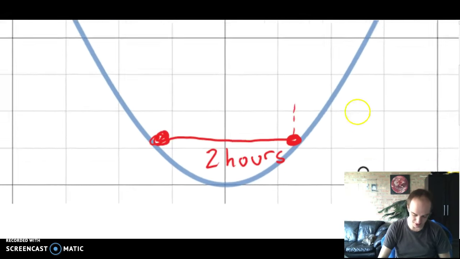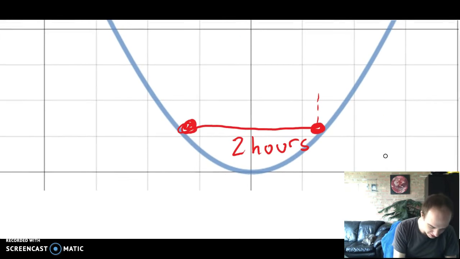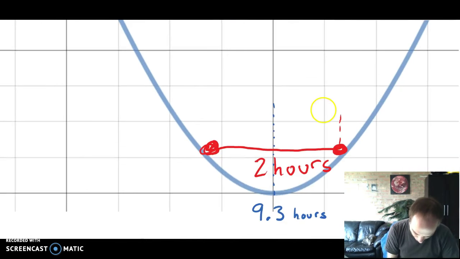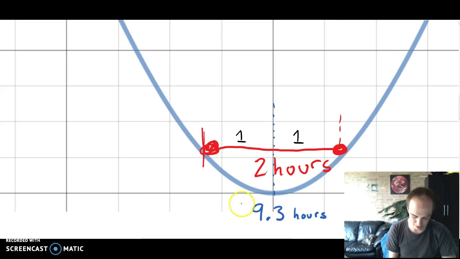And let's zoom in on that situation. So, the lowest point happened at 9.3 hours. Well, if the 2 hours is split exactly in the middle so that it can be as low as it can go in this shape of this curve, then it's going to have to be 1 hour on each side, which means that the earliest time of this red dot is going to be 9.3 minus 1, or 8.3. And the latest time of this dot is going to be 9.3 plus 1, or 10.3 hours.